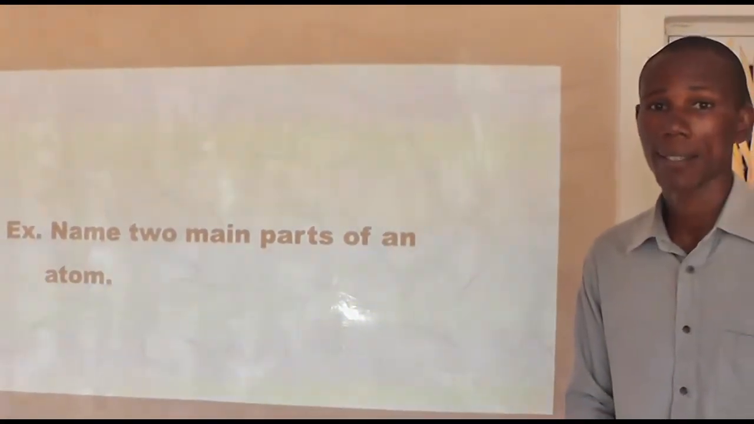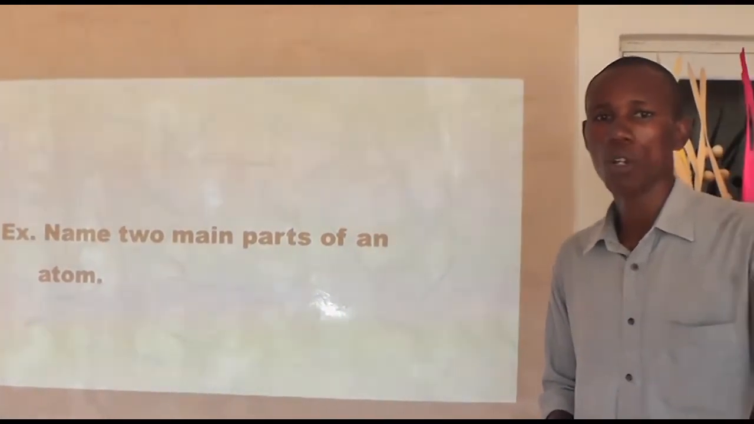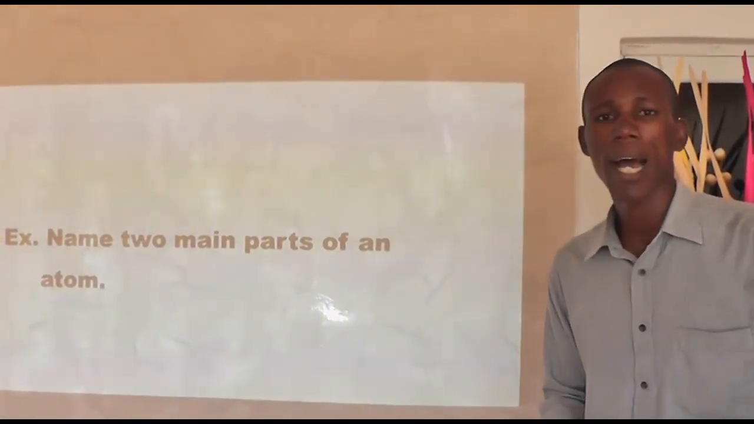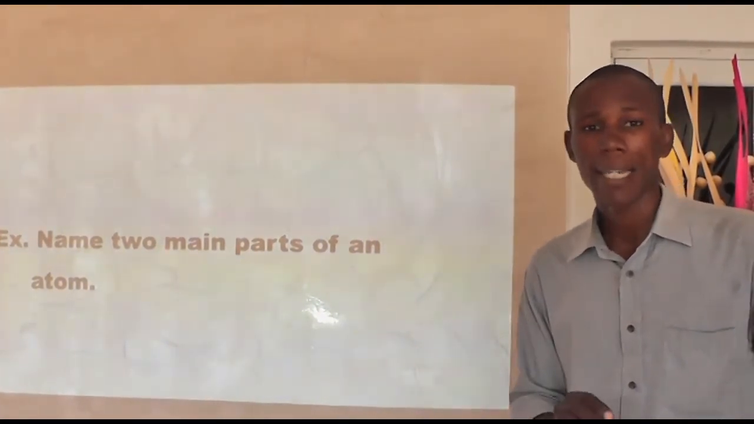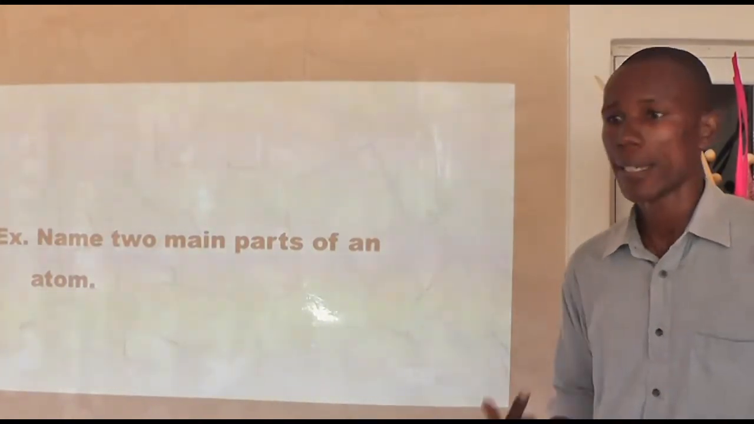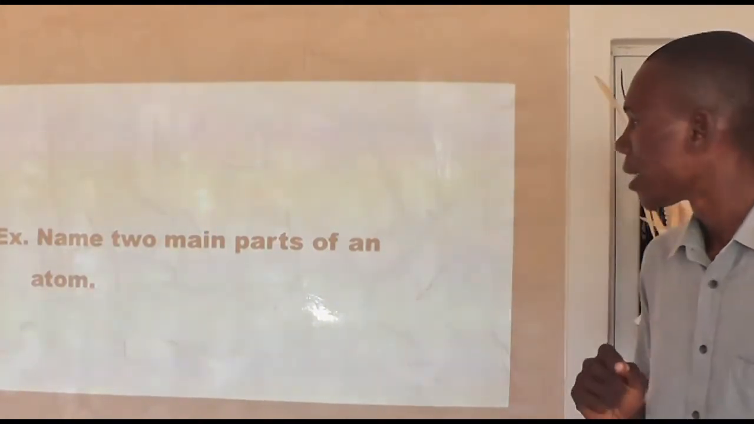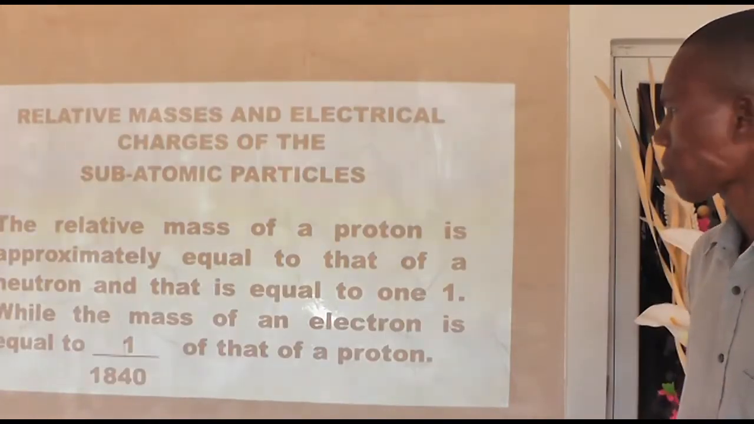Now, as a kind of exercise, name two main parts of an atom. Let me guide you. An atom is made up of two parts, which are the inner central nucleus and the outer orbits. And remember that the inner central nucleus is made up of the protons and the neutrons, while the orbits carry the electrons.